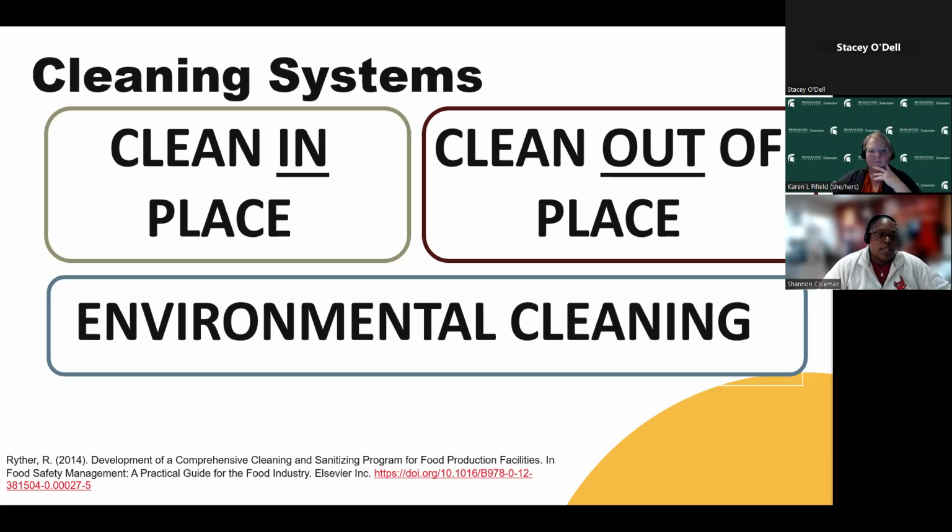The next one is clean out of place, which involves moving and removing food production equipment and tools to a designated external area and doing the actual cleaning, sanitizing, and drying. And then the last is environmental cleaning, which involves cleaning, but sometimes not associated with food contact surfaces and equipment. So it's more of a swabbing system.